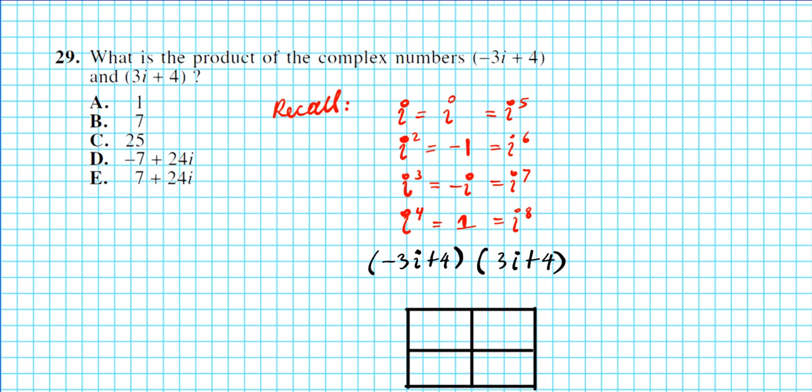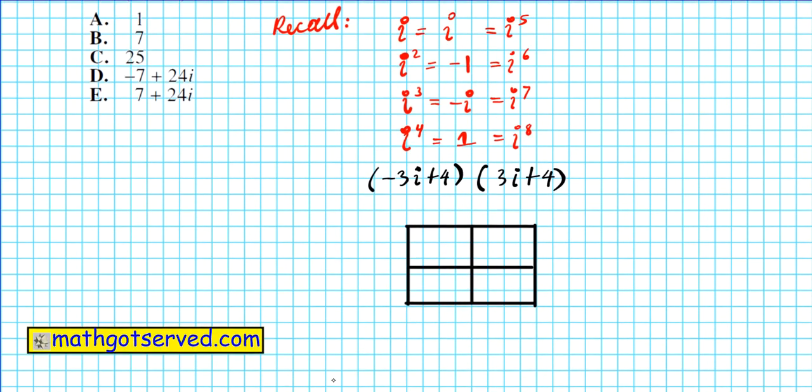Okay, so there goes my little box. So we have 3i. Let's put the first factor on top, negative 3i and 4. And then the other one is 3i and then 4. So we just multiply. This is a multiplication matrix.